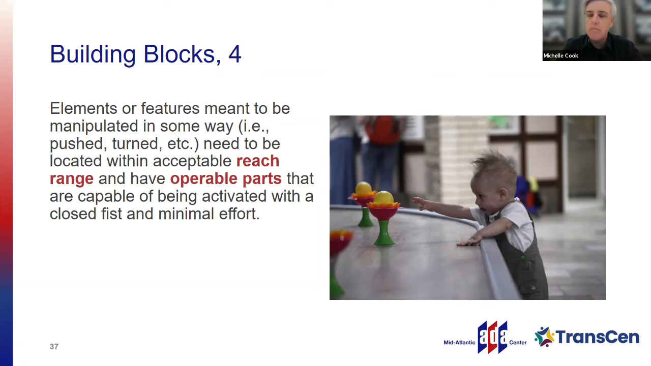Struggling to find examples, but anything that's meant to be manipulated in some way needs to be located within acceptable reach range requirements dimensions. So capable of being reached by somebody in a seated position or somebody of short stature that can easily reach those items, and then have operable parts that are capable of being activated with a closed fist and with minimal effort. So we talked about that relative to doors.